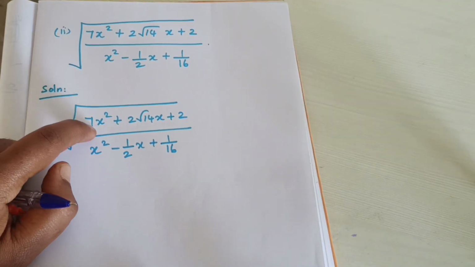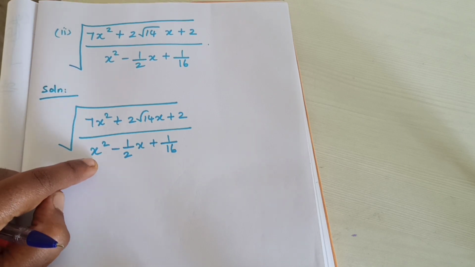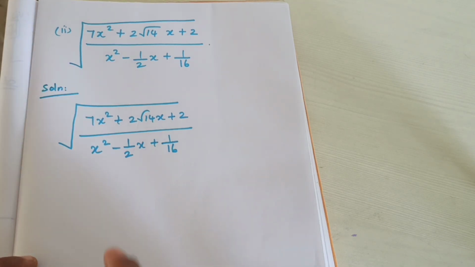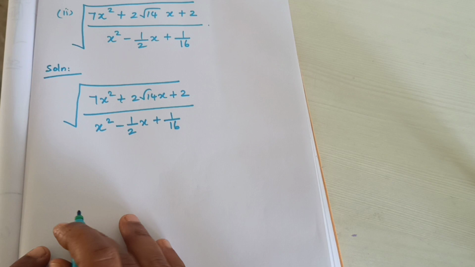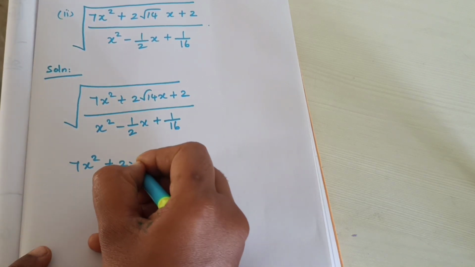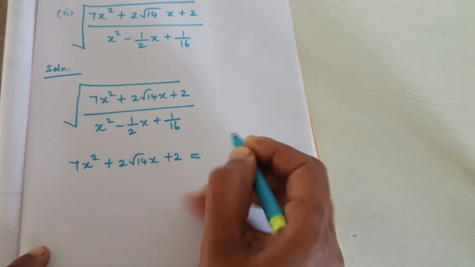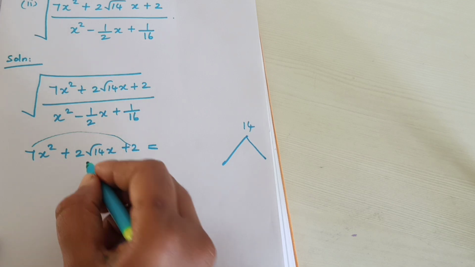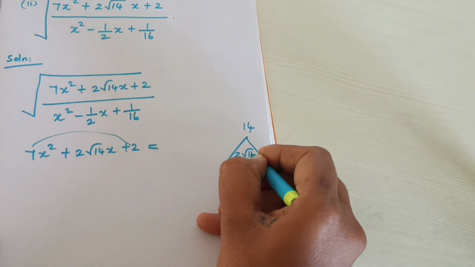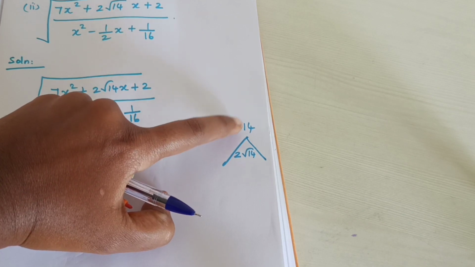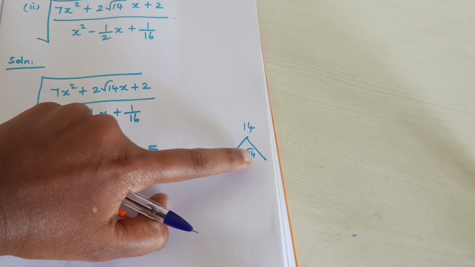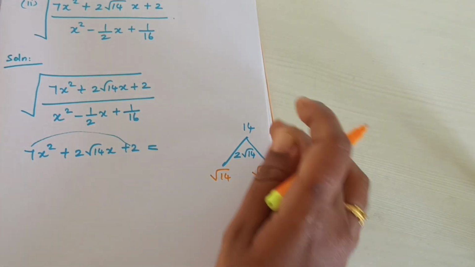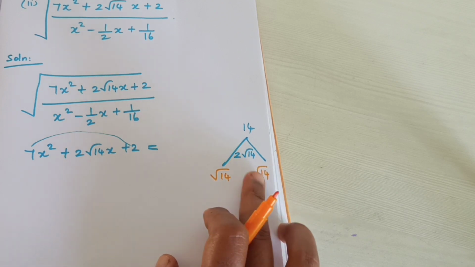See here, the numerator is one quadratic polynomial and the denominator is also one quadratic polynomial. We can factorize each and then find the square root. Separately, shall we find? 7x square plus 2 root 14x plus 2. What is the multiplication factor? 14, because 7 into 2. What is the addition factor? 2 root 14. If we multiply, we need to get 14 and if we add, we need to get 2 root 14. Root 14 into root 14 is 14, and root 14 plus root 14 is 2 root 14.